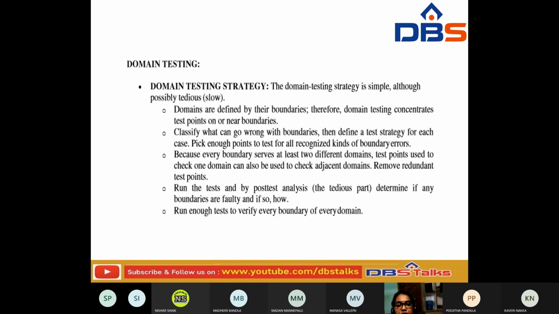Because every boundary serves at least two different domains, the test points used to check one domain can also be used to check the adjacent domains. So from this we can remove the redundant test points. So run the tests, and by the post-test analysis determine if any boundaries are faulty and if so, how. So from this we can run enough tests to verify every boundary for every domain.